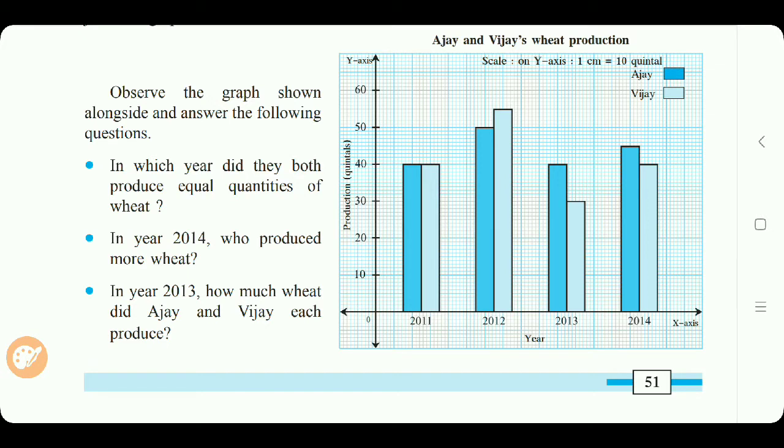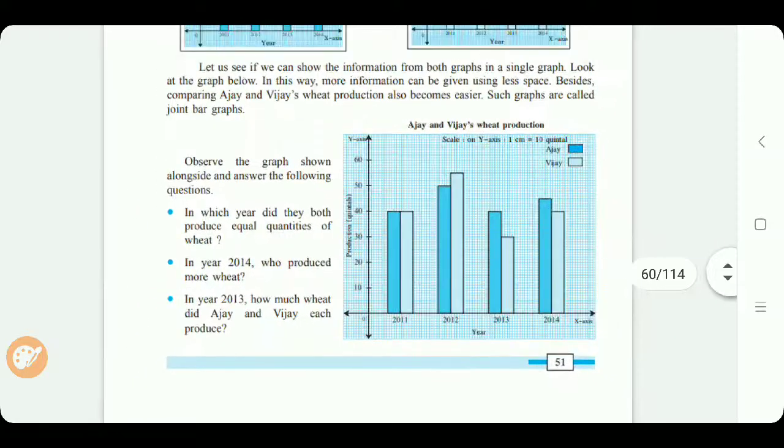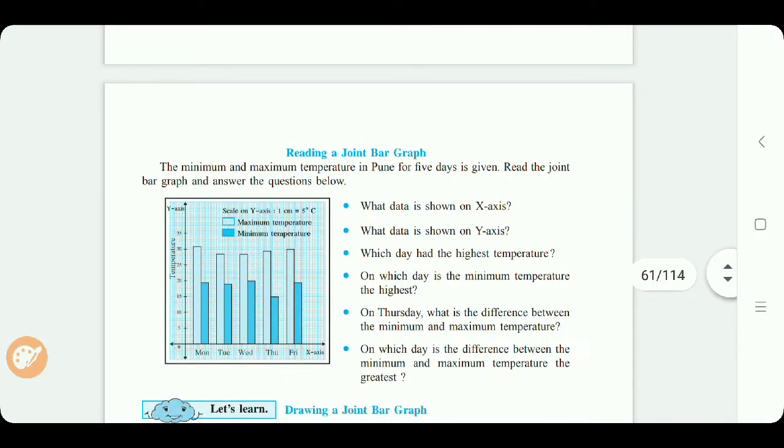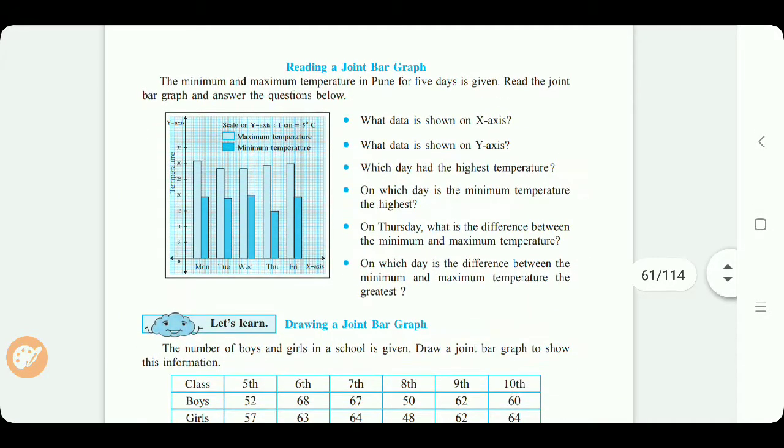Now next question, in year 2013 how much wheat did Ajay and Vijay each produce? 2013. Ajay produced 40 quintal wheat and Vijay produced 30 quintal wheat. Okay, so with the help of the joint bar graph we can give answers easily. Now next, how to read a joint bar graph.